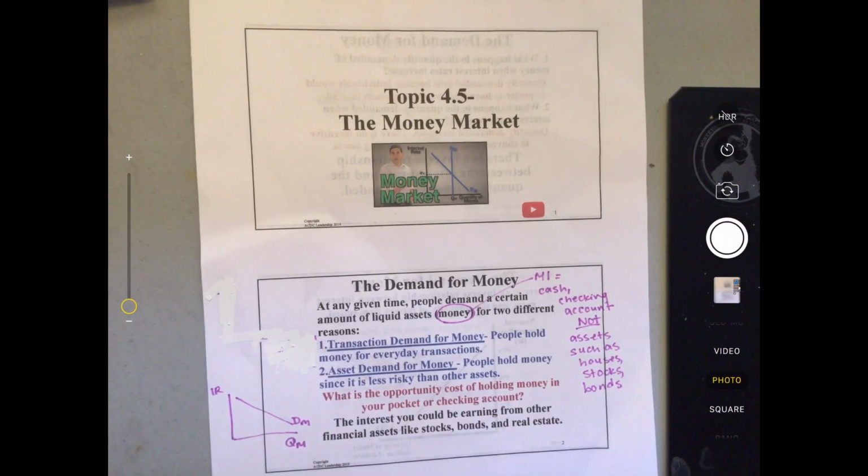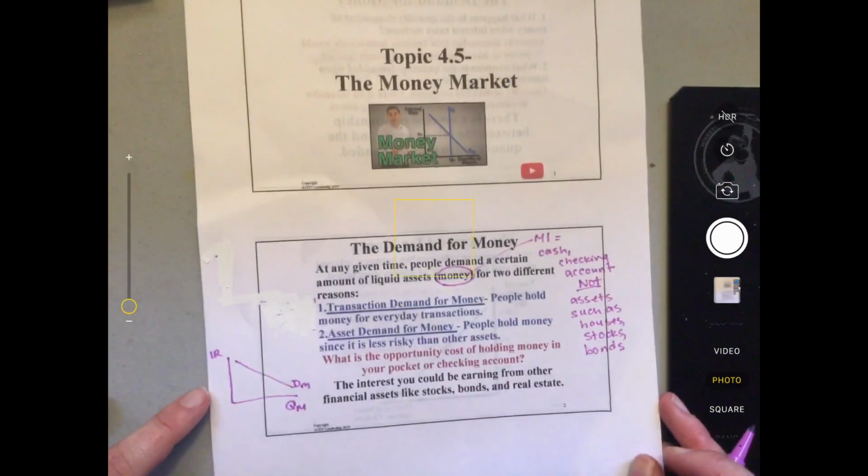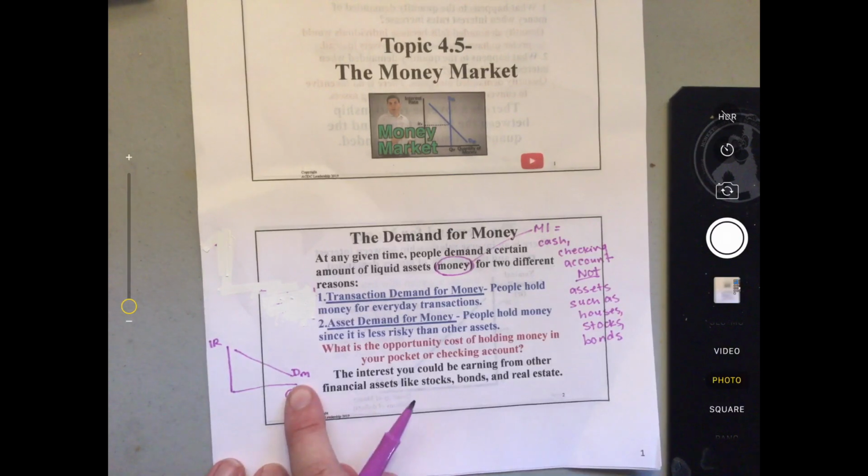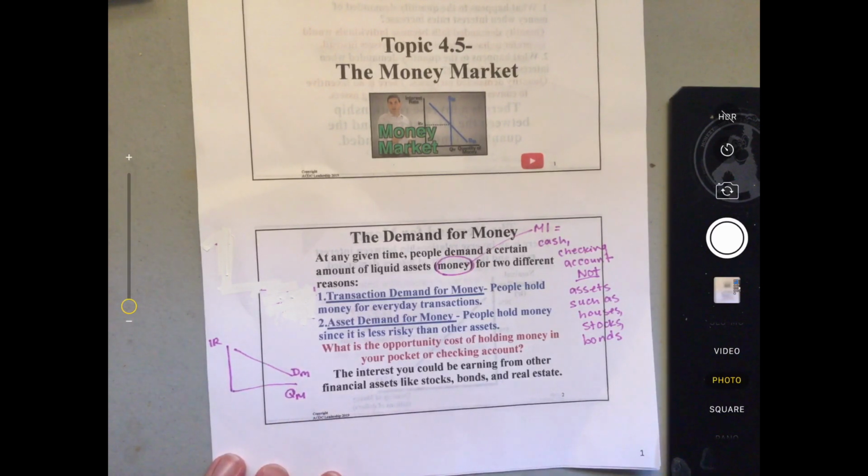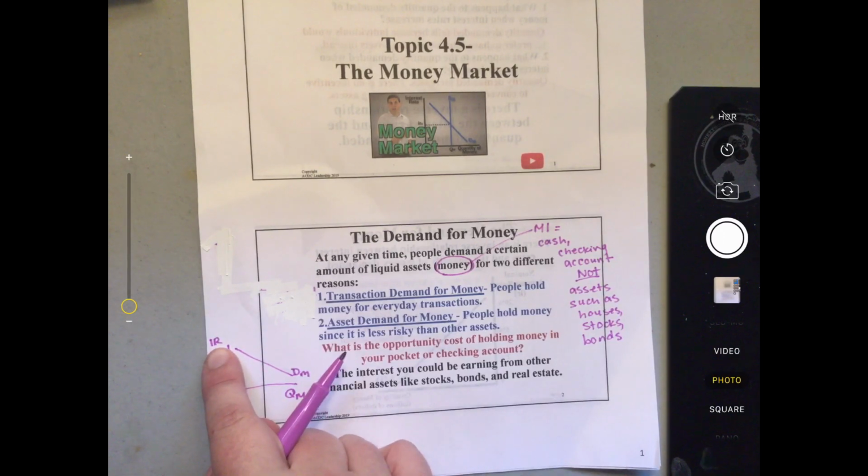Today we are going over 4.5, the money market. You are learning another graph during this section, and just like all the graphs we have done previously, you will learn what could shift the curves of this graph. We're first going to talk about the one curve on the graph, and that's going to be the demand for money. It's going to be downward sloping. On the x-axis is the quantity of money. On the y-axis is the interest rate.